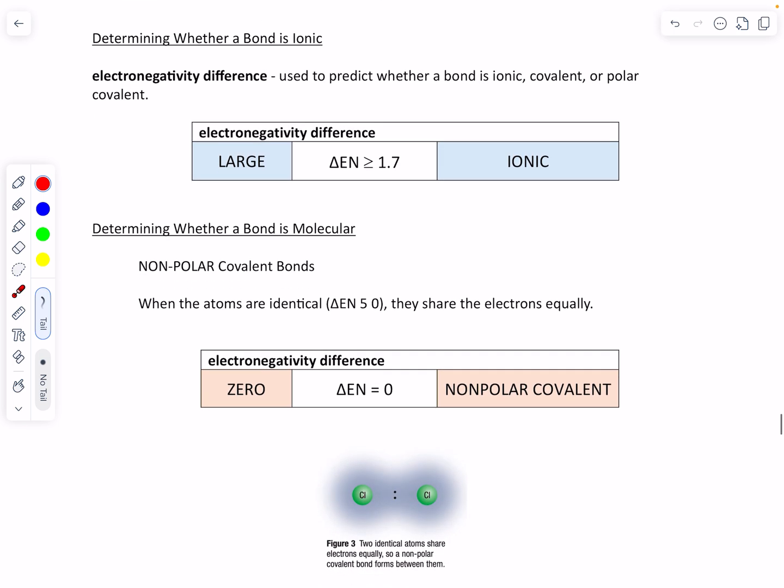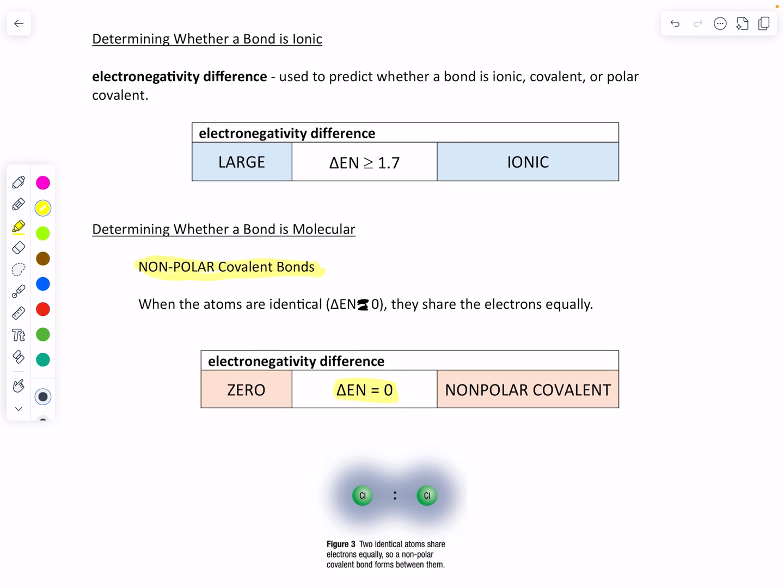We can determine whether a bond is non-polar covalent when the electronegativity difference is 0. So non-polar covalent bonds form when the electronegativity difference between two atoms is 0. Two identical atoms have the same electronegativity, so their electronegativity difference will be 0, and they will form non-polar covalent bonds.